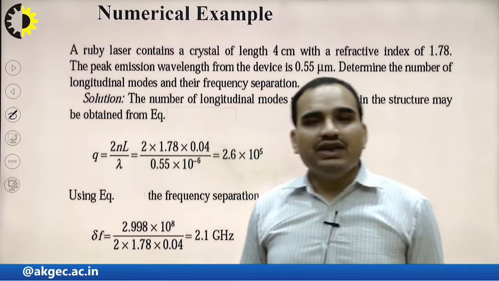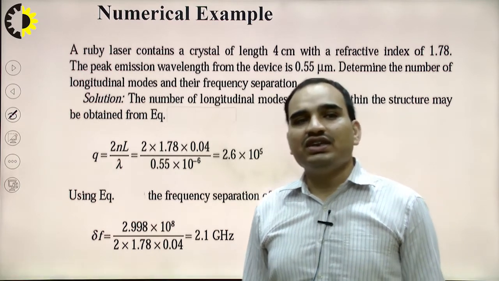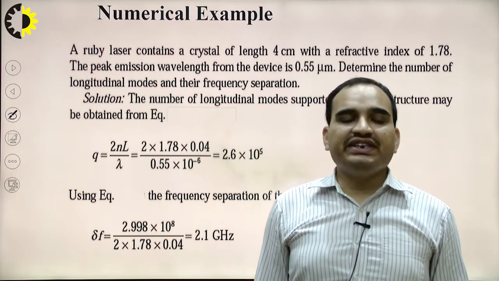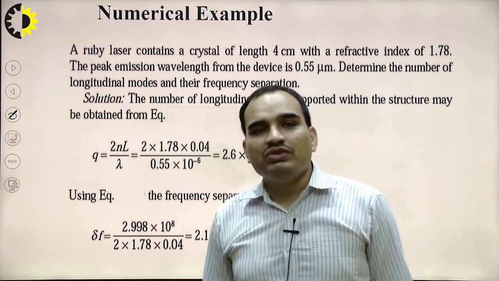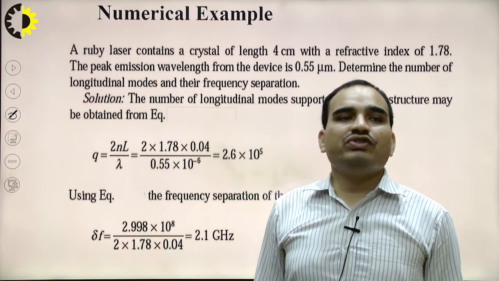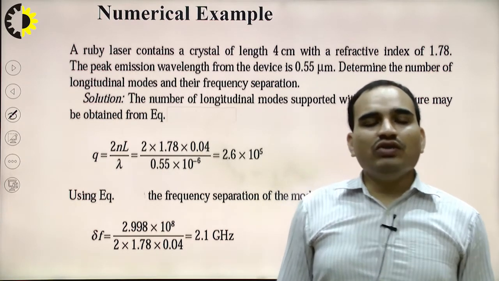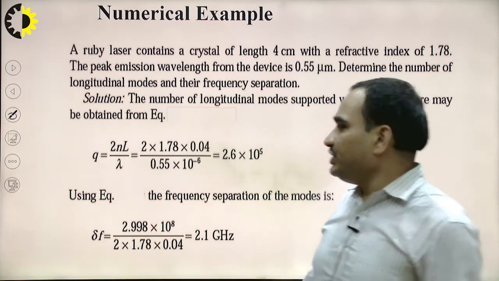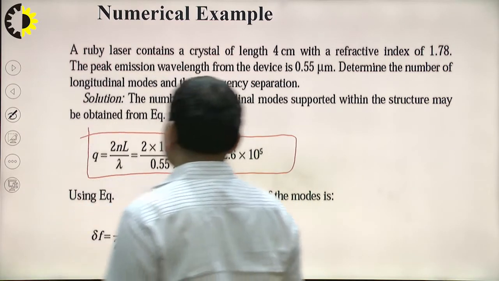So there is one numerical based on this problem. A ruby laser contains a crystal of length 4 centimeters with a refractive index of 1.78. The peak emission wavelength from the device is 0.55 micrometers. Determine the number of longitudinal modes and their frequency separation. The number of longitudinal modes supported within the structure may be obtained from Q, which is given by 2nL by lambda, as we have seen earlier.